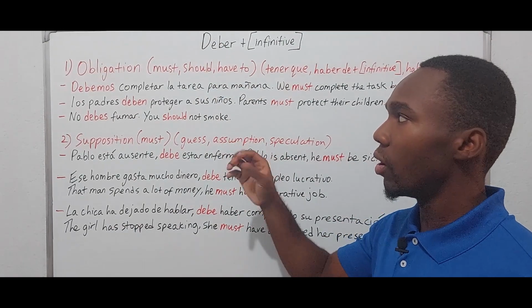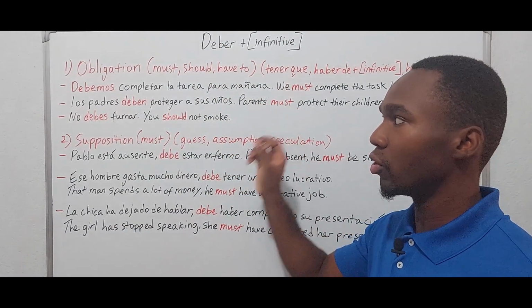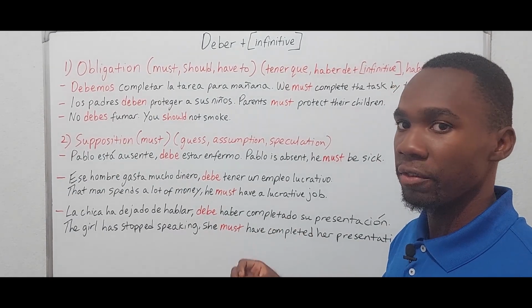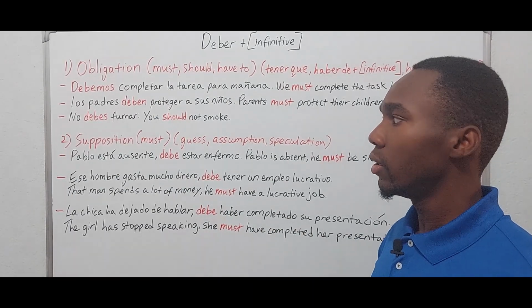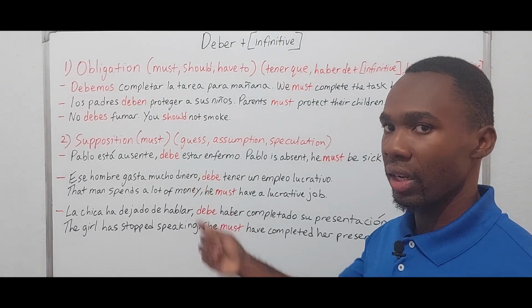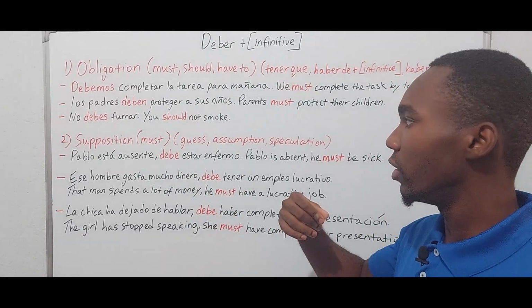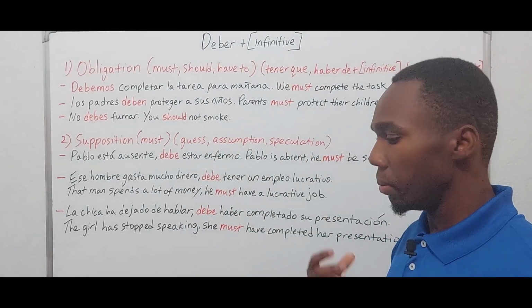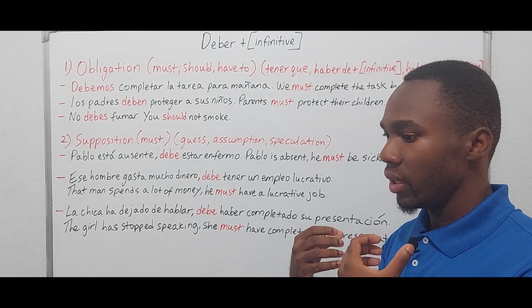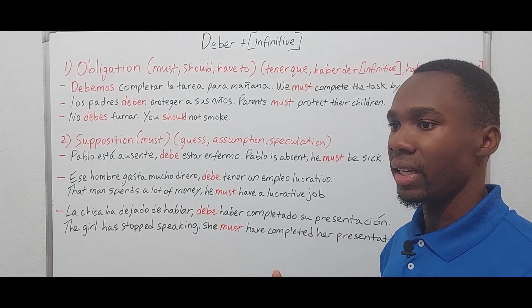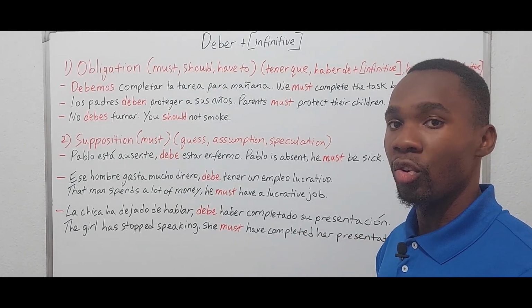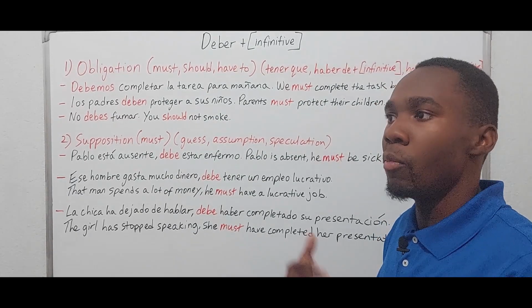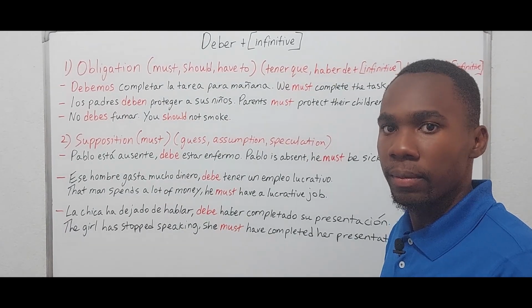So the first use of deber plus the infinitive is going to be obligation. Now, the second use of deber plus the infinitive is going to be to express supposition. And a supposition is going to be an assumption, a guess, a speculation. Meaning, we form an idea, but this idea, we do not know if it's true or not. It's just based on its probability. So more likely, more than likely, right?